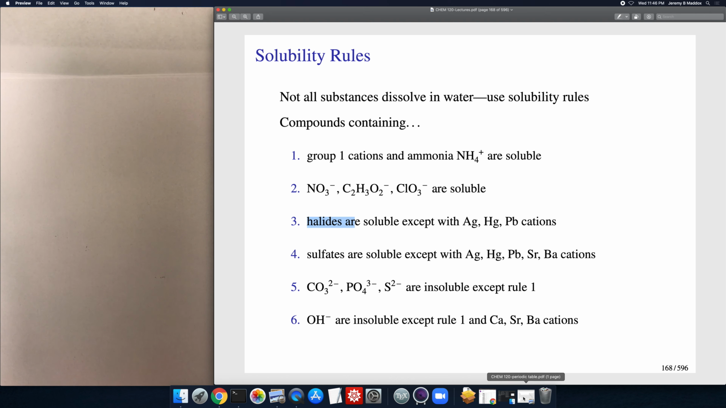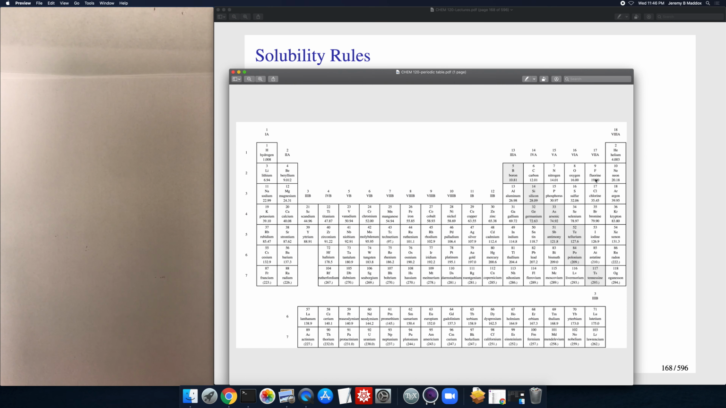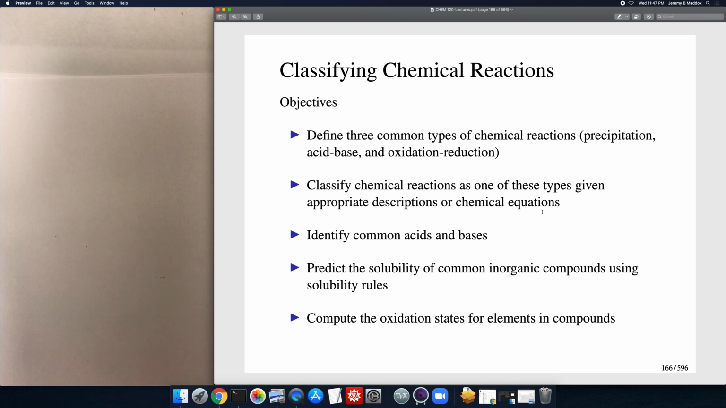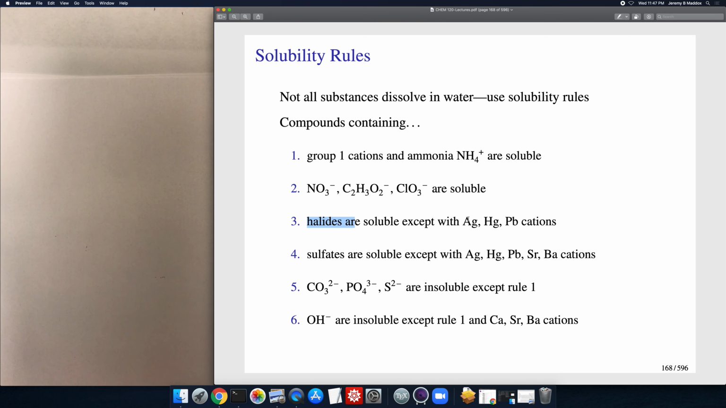Halides, so ionic compounds that contain fluoride, chloride, bromide, and iodide. These are usually soluble, although there are several exceptions. The exceptions are silver, mercury, and lead. Okay, so if you had, for example, silver chloride, it would not be considered to be soluble because it is an exception to this rule. So some of these solubility rules, they have exceptions.